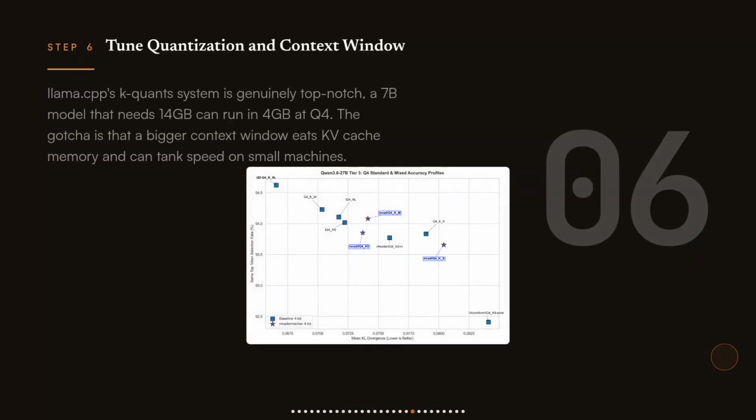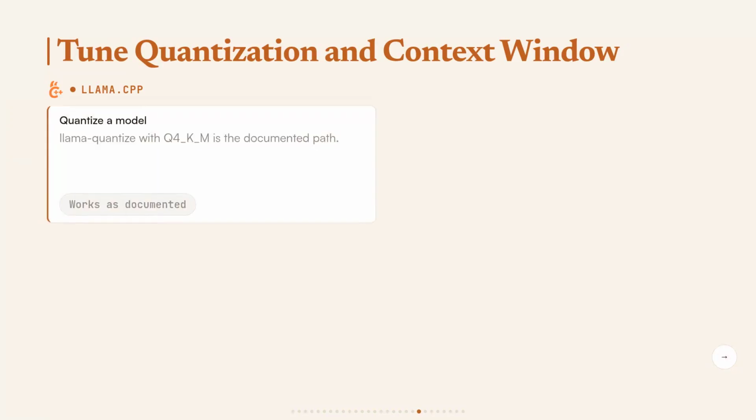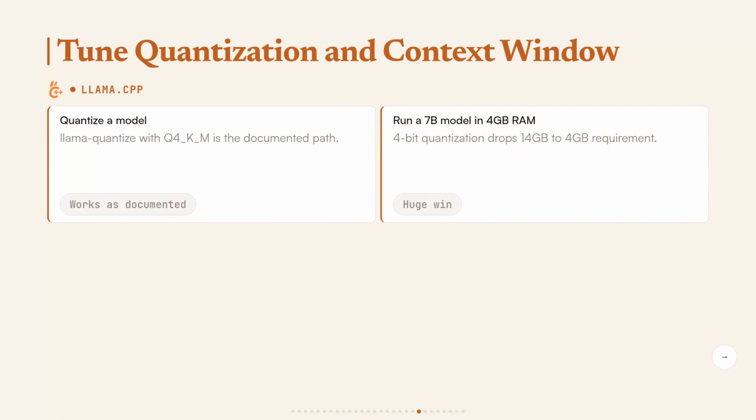llama-quantize model-f16.gguf model-Q4.gguf Q4_K_M is the documented path, and the payoff is real. 4-bit quantization drops a 14 GB requirement down to 4 GB. K-quants use blockwise quantization to preserve quality across Q4_K_M, Q5_K_S, Q6_K, and Q8_0. The standard performance test uses 128 tokens against an empty prompt at 2048 context.